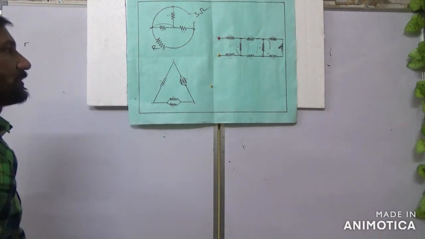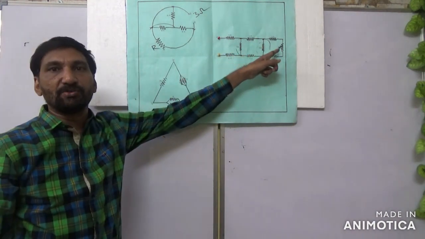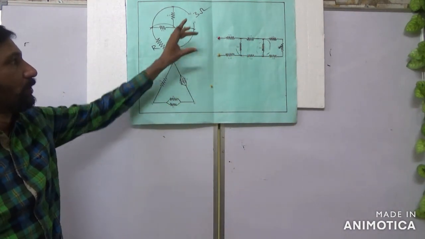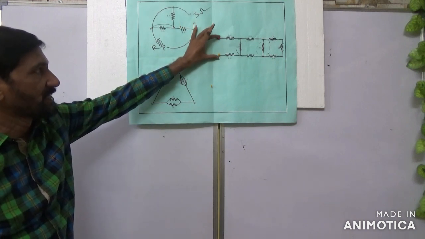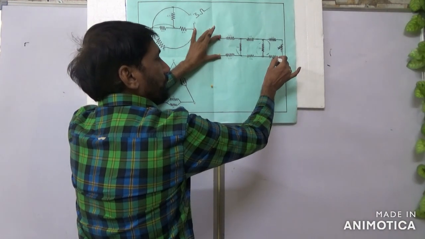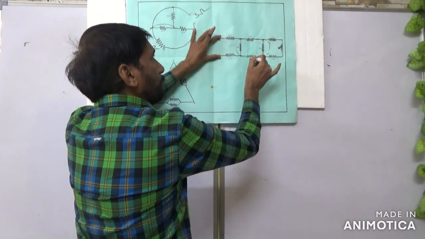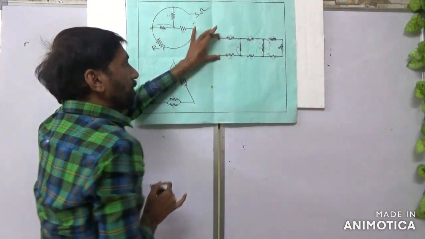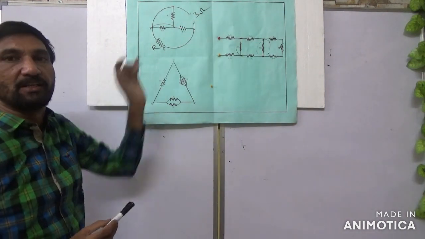Now you see, you are given certain resistors in this combination. You want to find the resistance between A and B. So 2 ohm, 2 ohm, 2 ohm. Next 2, 3, 2. 2, 3, 2. You want to find the resistance between A and B.